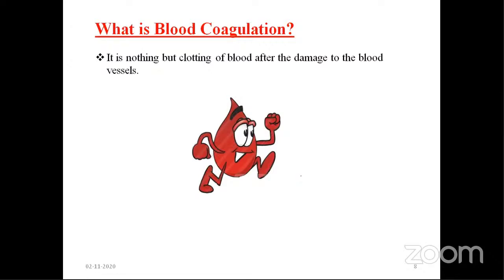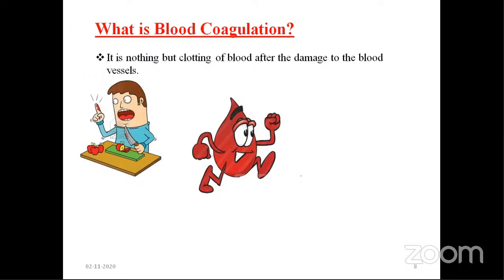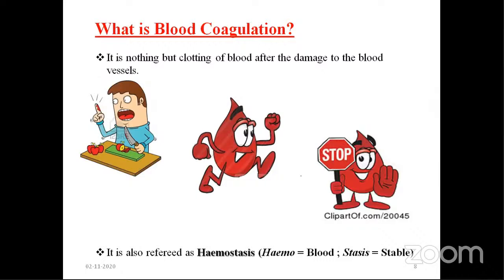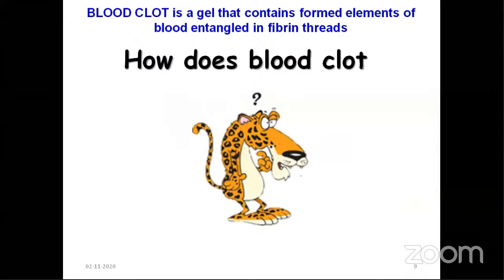Whenever the blood vessels get damaged, either due to minor or major injury, the body automatically, spontaneously responds by initiating the process of hemostasis to stop the loss of blood. And this stoppage is referred to as hemostasis. Hem means blood and stasis means stable. Stasis means the blood becomes pooled, collected at one place.